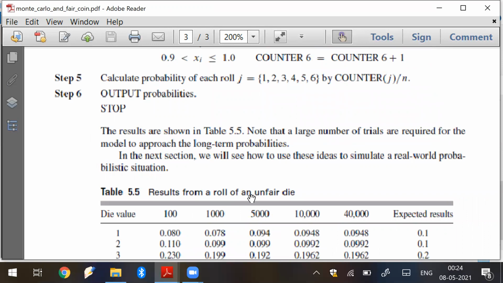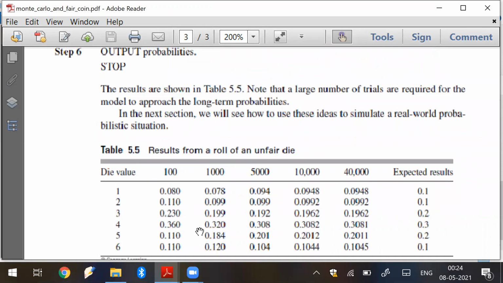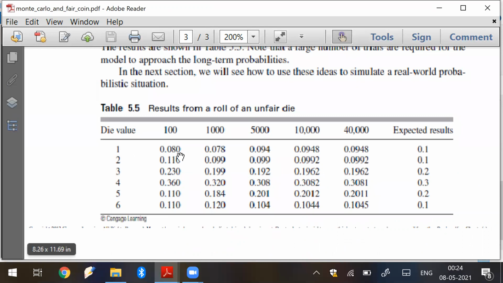And results from a roll of an unfair die are again given here. So this is the die value. These are the results for 100 trials, 1000 trials, 5000, 10,000, and 40,000 trials. As it is an unfair die, obviously it is expected that you won't be getting 0.16. Whatever these expected results are, you see if I increase the number of trials, these values are becoming closer to them. Compared to, say, 100 trials, 0.080 is much more deviated from 0.1, while 0.0948 is closer to 0.1. Similar is the case for this one.